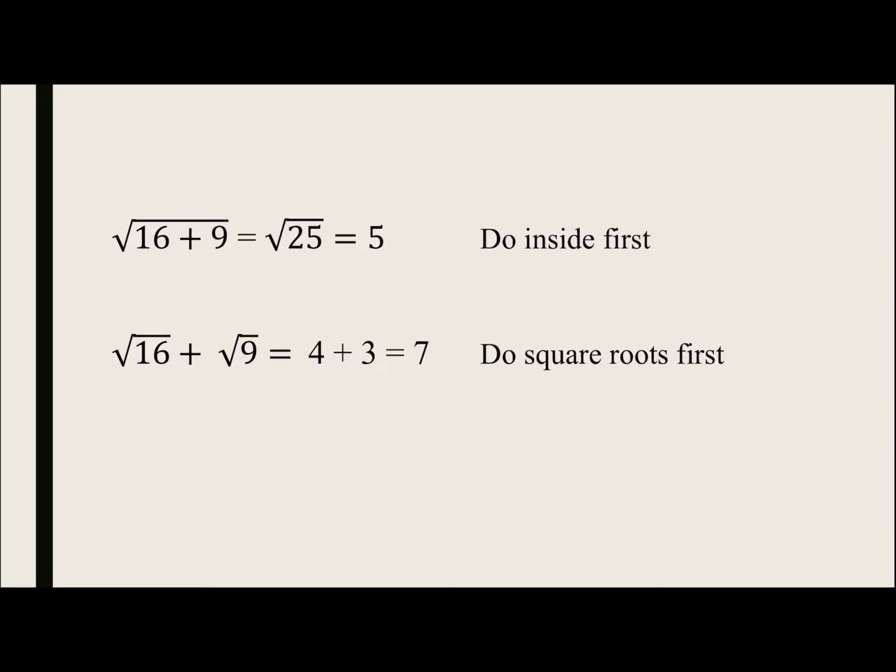The second problem, the addition is not inside the square root. You just take the square root of each number. You do that first. The square root of 16 equals 4. The square root of 9 equals 3. 4 plus 3 equals 7.